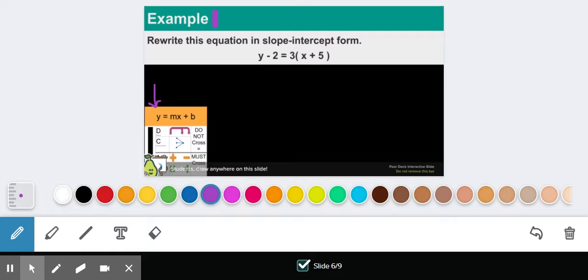So we are going to follow all of our rules from last go around. Yay! We're going to distribute. We're going to combine like terms. I know the little Pear Deck thing is in the way, but we're going to distribute, combine like terms if we can, add or subtract across the equal sign, and then multiply or divide across the equal sign if we can.